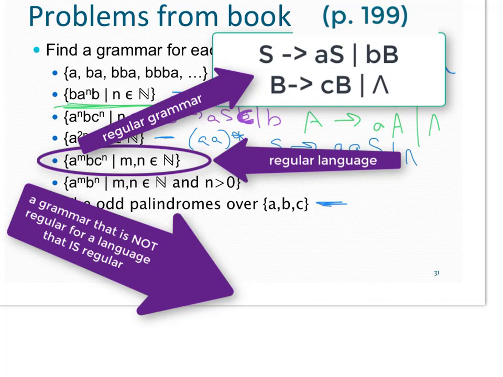So unless I say give me a regular grammar, you can give me any old kind of grammar you want, but if I do say give me a regular grammar, then you have to give me a regular one.